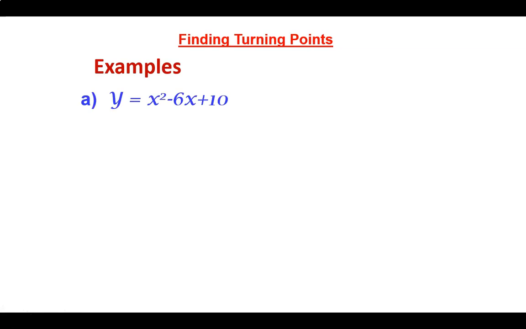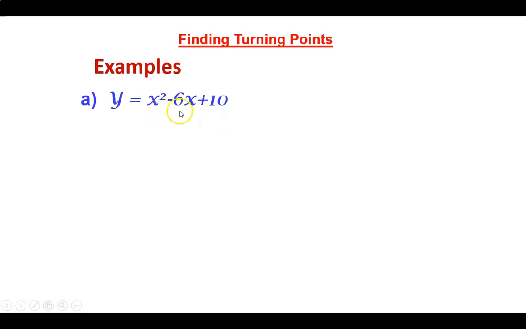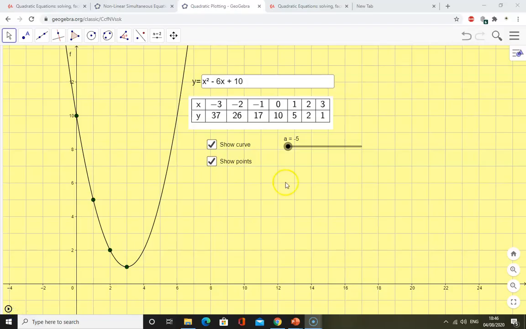We've got y equals x squared minus 6x plus 10. The first thing we need to do is to plot or draw a graph of this equation. So let us draw it. I go here, the graph x squared minus 6x plus 10, x from minus 3 all the way to 3, and that's the y coordinates.